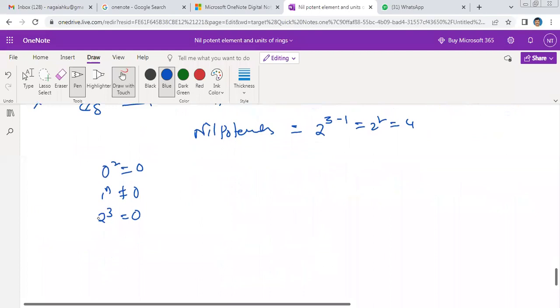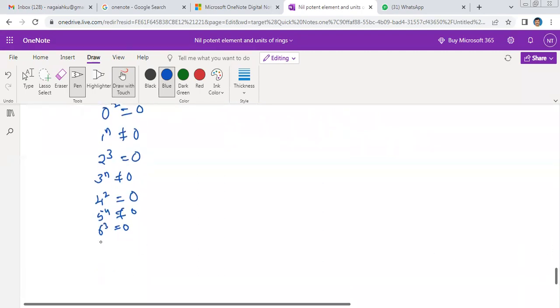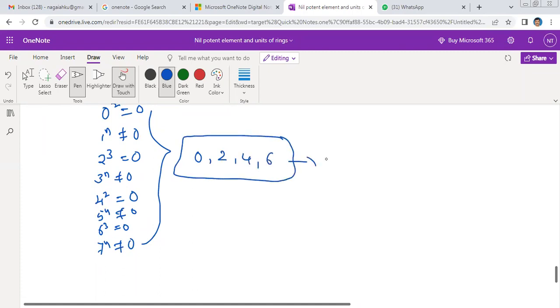3 squared is 9, no chance of being 0; 3 to the power n is never 0. 4 squared is 16, which is 0 in Z8. 5 power n is not equal to 0. 6 cubed is 216, which is 0. 7 power n is never 0. So we got 4 elements: 0, 2, 4, 6. These are the 4 nilpotent elements.